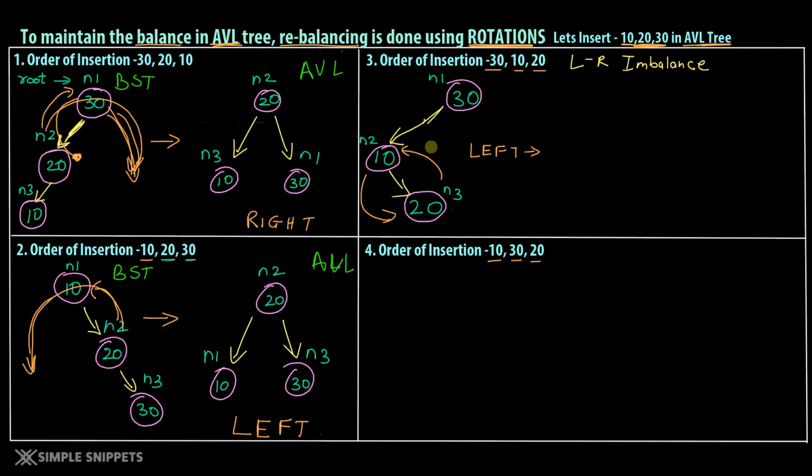Let me quickly draw it. Alright, so this is how the first left rotation that we did on N3 and N2 resulted in a left imbalanced binary search tree. So is this a binary search tree?